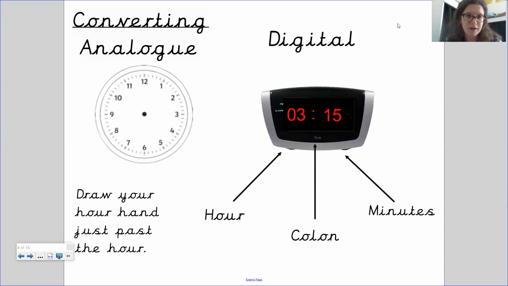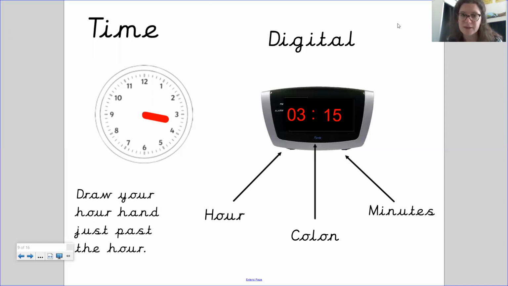So first of all, I'm going to look at the hour. It's 3, so I need to draw my hour hand just past 3. There we go, that's my short hour hand just past 3.